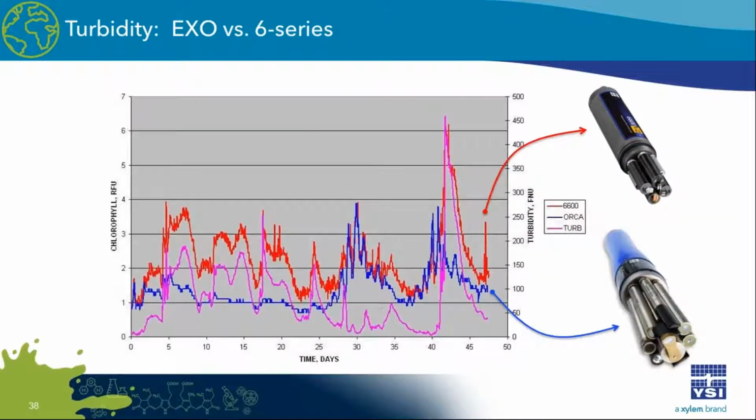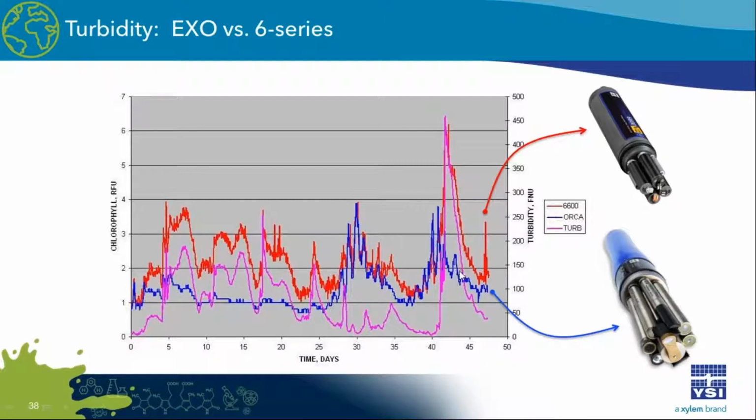Now, one thing I will mention, this is an old graph, but it really demonstrates something very nicely. So the pink line here is turbidity that was measured with an independent instrument. The red line shows the chlorophyll measurements that were done on a 6600 sonde, one of the old 6 series sondes. And what you can see is that when we got this spike in turbidity, we got a spike on that chlorophyll sensor with the 6 series.